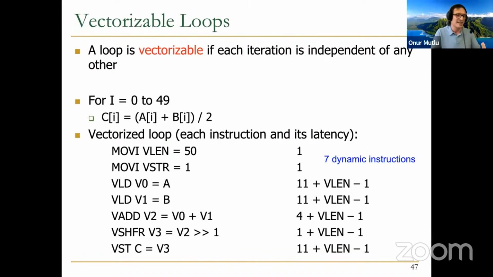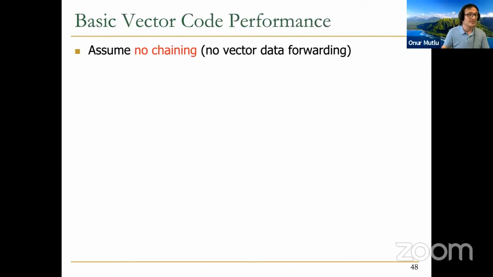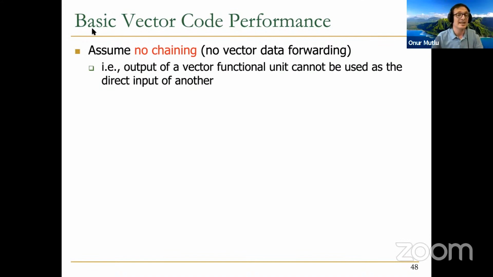Let's take a look at performance now. We talked about energy a little bit. Now let's take a look at performance. Let's take a look at the basic performance, meaning no forwarding between different vector functional units. Essentially, this is called chaining. It's a special terminology in vector machines. But basically, chaining means forwarding of data between different vector elements. So whenever one element is available, you forward it to another functional unit. That's the idea. So basically, output of a vector functional unit cannot be used as a direct input of another if you don't have chaining. If you do have chaining, it can be used.